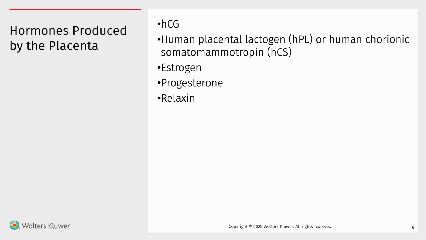HCG levels double every 48 to 72 hours early on. This is super important because this is used to confirm pregnancy and assess a viable pregnancy. So, a clinical tip for nurses. Listen to this. When I say that it's a clinical tip, this is something you should be writing down and taking to clinical with you, okay?